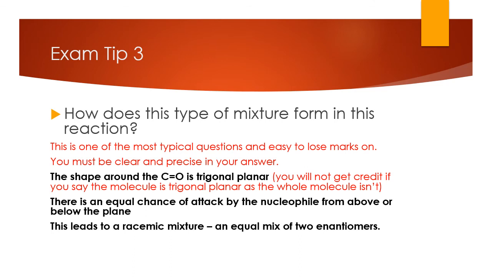If it asks you how it forms, this is a really common question. It's worth 3 marks. The 3 marks are the 3 bold black parts here. The shape around the C double bond O is trigonal planar. Do not say the molecule. The shape around the C double bond O, or carbonyl carbon, is trigonal planar. There's an equal chance of attack from above or below that plane, so the nucleophile can attack from either side of the plane, and that leads to an equal mix of 2 enantiomers. That's called a racemic mixture.